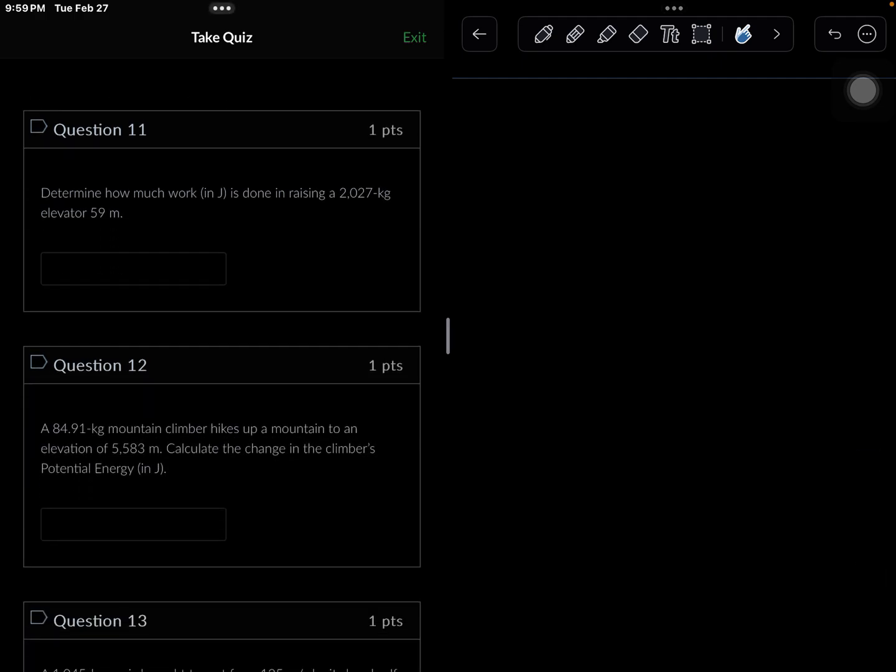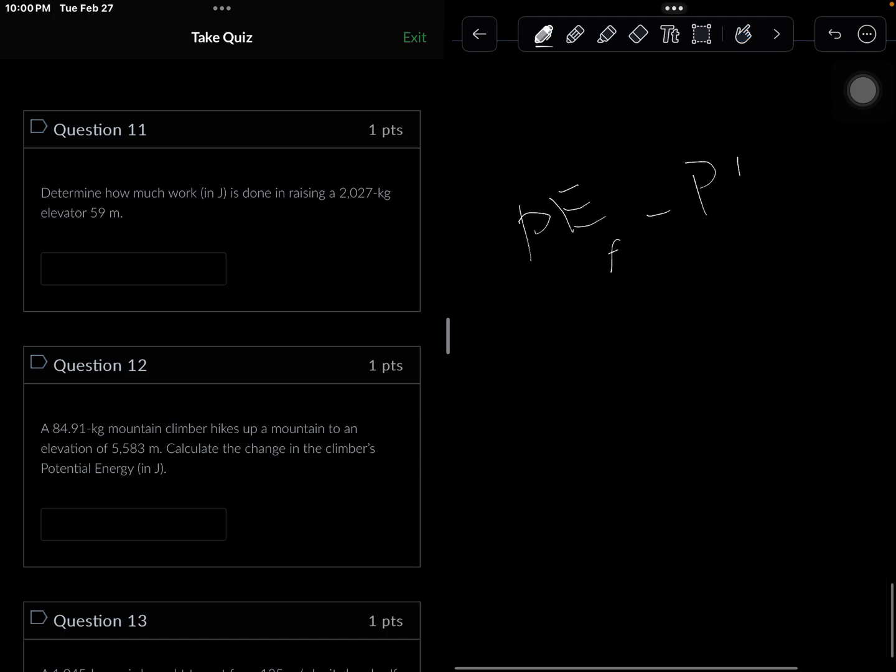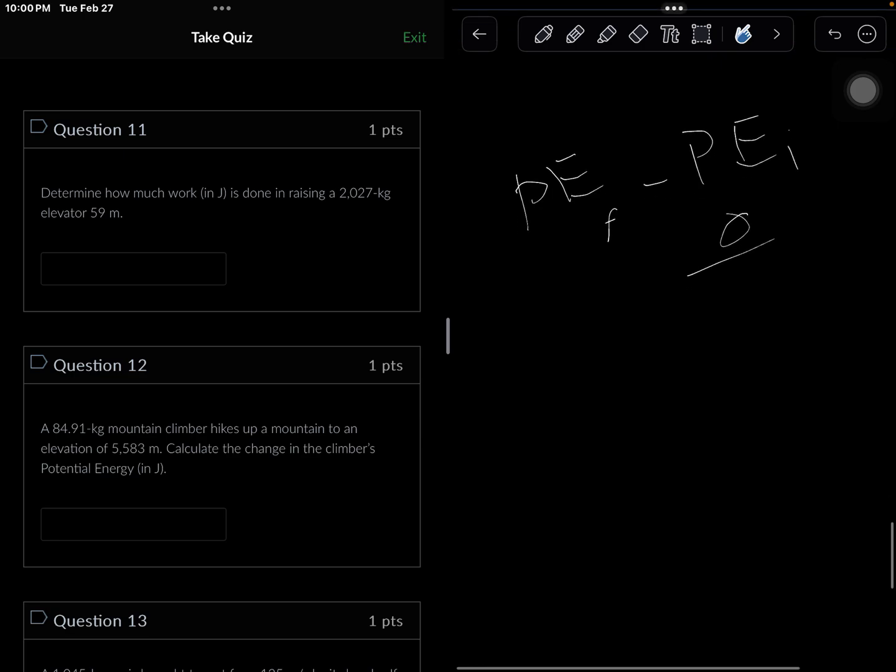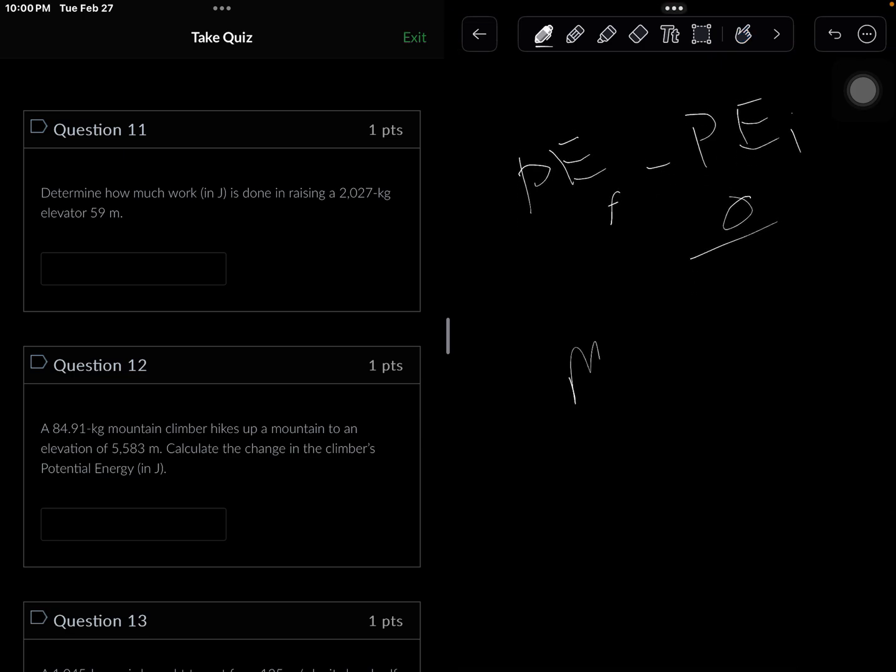Question number 11. Determine how much work is done by raising... Same thing. Okay. Work. You're going to find the final potential energy minus the initial potential energy, which is 0. Makes your life easier again. So, as with every other question, the way to solve this is just MGH.